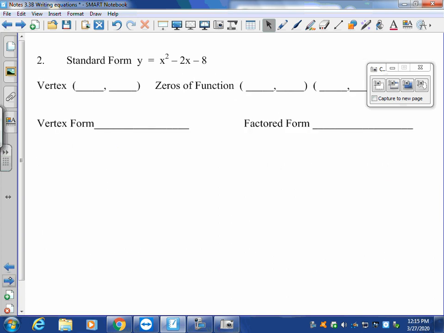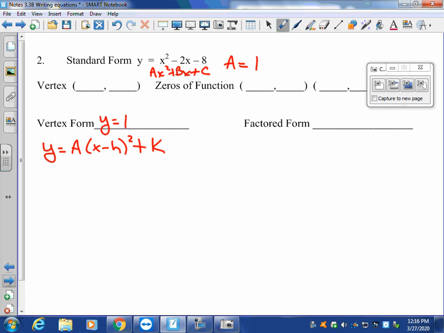Let's try another one. All right, so in this problem, again, we're looking at ax squared plus bx plus c format. So a in this problem is +1. Our vertex form, y equals a(x minus h) quantity squared plus k, means that I already know I'm going to have y equals 1 times (x with a quantity) squared. At least that much of it I know because a is 1, and that a is the same.